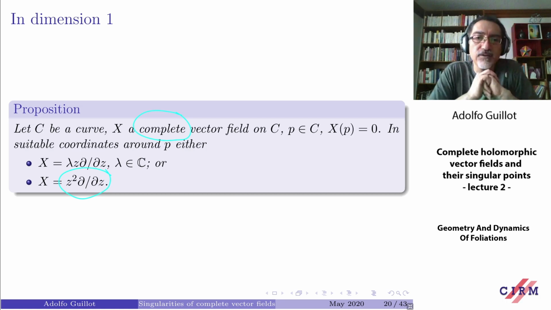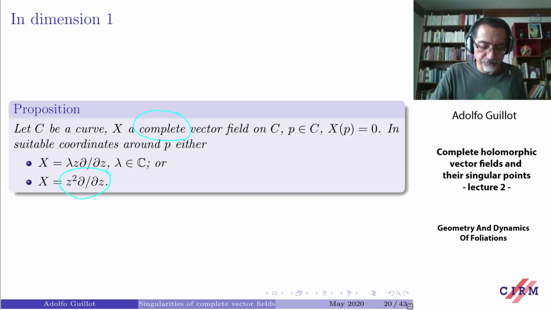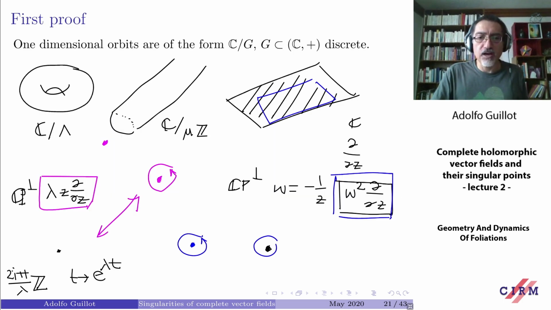Let C be a curve, X a complete vector field on C, and 0 an isolated singularity of this vector field, so it's either linear or z squared. Okay, so let me give you now another proof, sort of a local proof. This is fairly elementary.